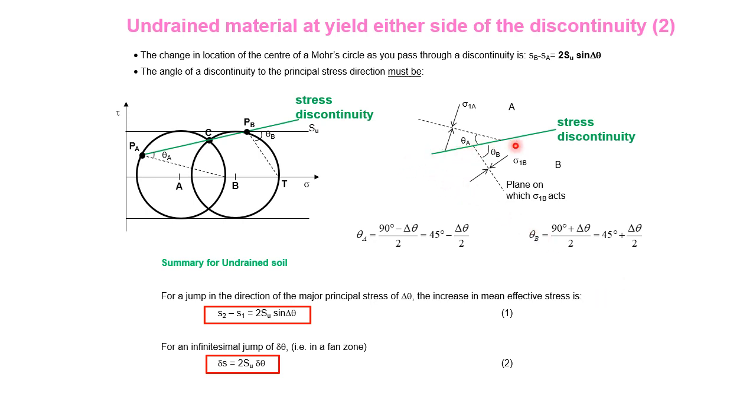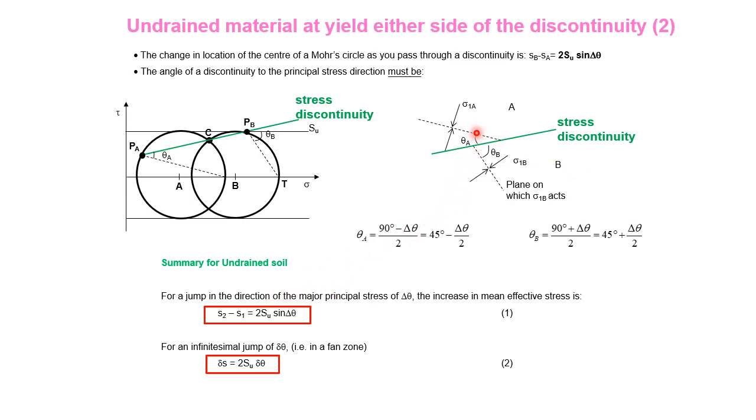If I have a stress discontinuity and the major principal stress in this zone A acting on that plane, so the stress is acting on a plane that's at right angles to the direction of the stress, and the angle of rotation is from theta A to theta B, and the major principal stress is acting on this plane in zone B.